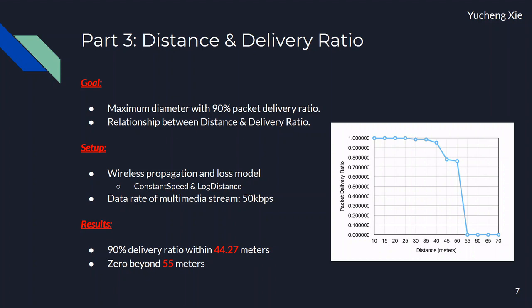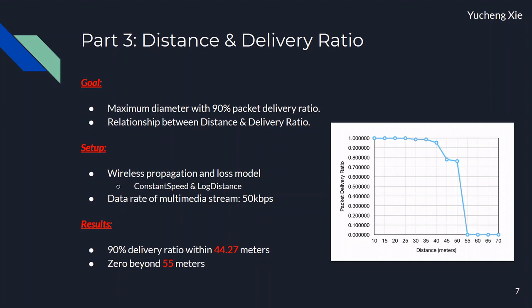And for the experiment setup, we set up the wireless propagation and loss model with the YANS Wi-Fi channel helper, and we set the delay to constant speed and utilize log distance in the chain of propagation and loss models. And we further set the data rate of the multimedia stream to 50 kbps.